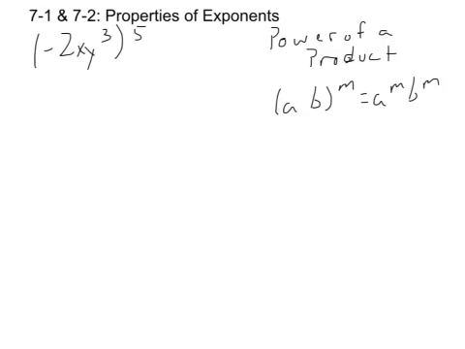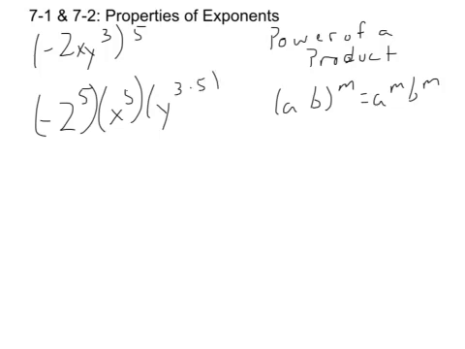So the next one is power of a product. With our power of a product rule, we have ab to the m power is a to the m power, b to the m power. So we're basically distributing this fifth power all throughout every individual part of this. So I'm going to take negative 2 to the fifth power times x to the fifth power times, well, it's y to the third to the fifth power, so that is going to use our power of a power rule, which is to multiply the exponents, so it's y to the 3 times 5.